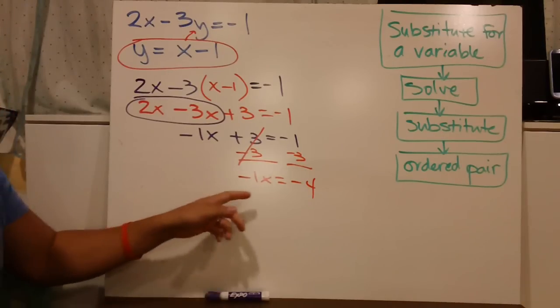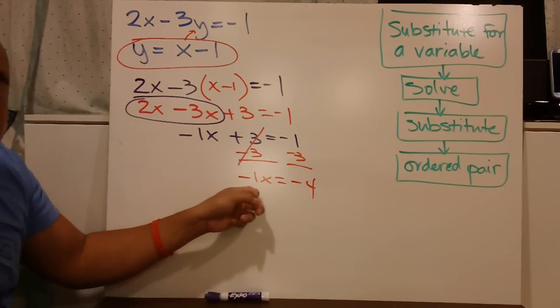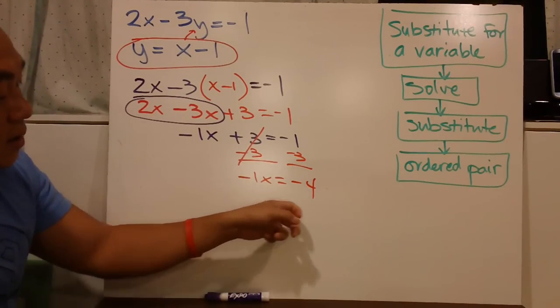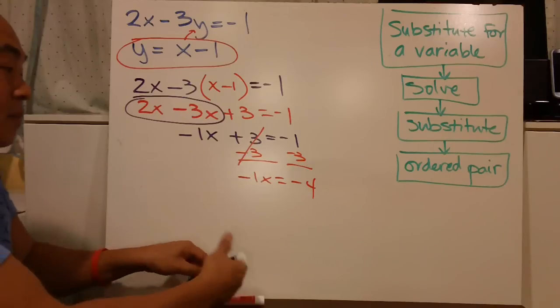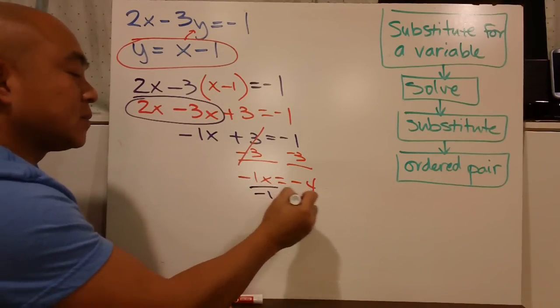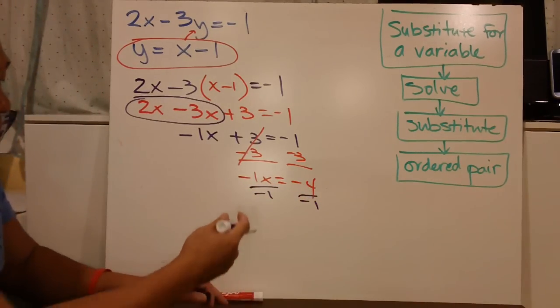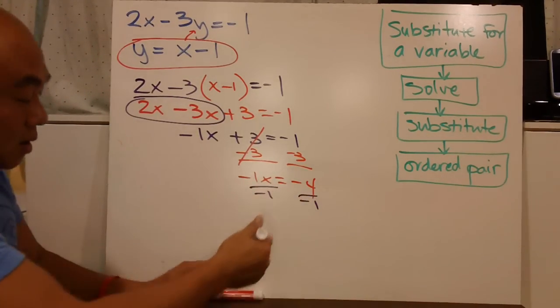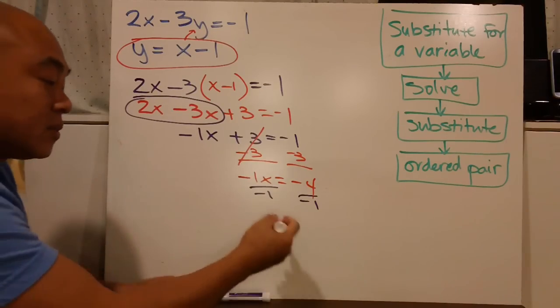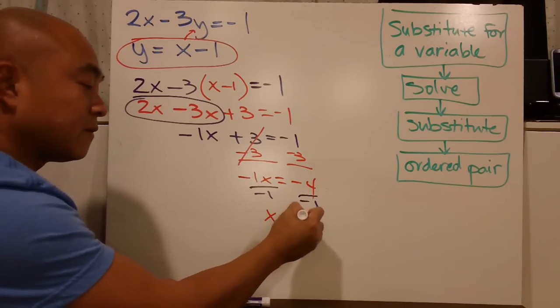And at this point, I can figure out what I can multiply with the negative 1 to get x that would give me negative 4. Or I can divide both sides by negative 1 to show, using the property of equality, that x is going to be equal to positive 4.